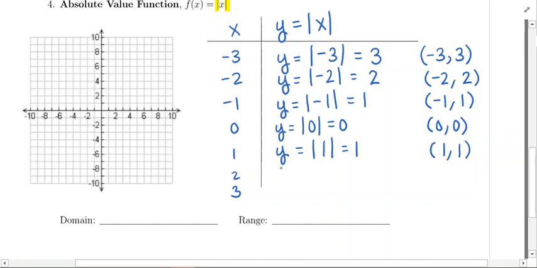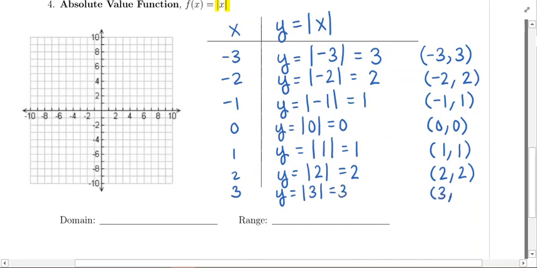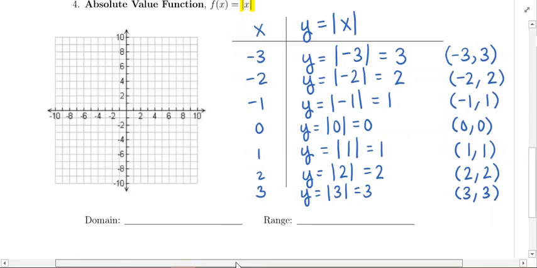Moving on to x equals 2. That means the y value will be the absolute value of 2, which is 2. So the graph will go through 2, 2. And then the last one I'll do here is x equals 3. So the corresponding y value will be the absolute value of 3, which is just 3. So if x is 3, y is 3. We have several points to plot, so we'll get a good idea of what this graph looks like.